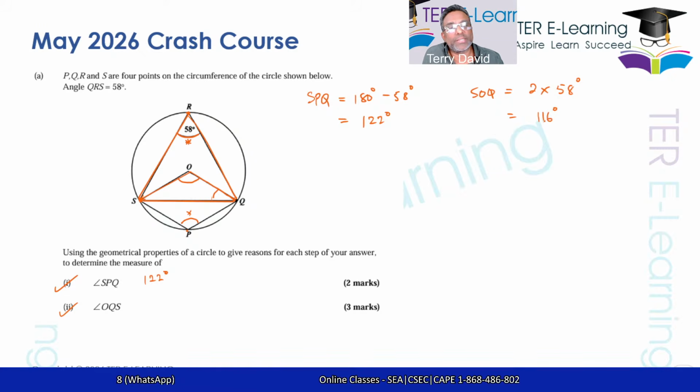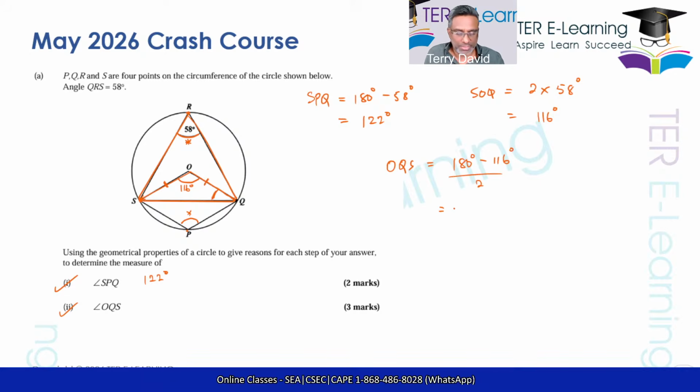So this angle on the inside here is 116. But the question wants me to work out this piece here. What you need to recognize is that the length OS and the length OQ, both of them are the radius of the circle. So that makes that triangle an isosceles triangle. So if you want to get OQS, OQS is simply going to be 180 degrees minus 116 degrees, and we just need to divide that by 2. So this is 180 minus 116 divided by 2, and you're going to get 32 degrees. All right. So that's going to be 32 degrees.